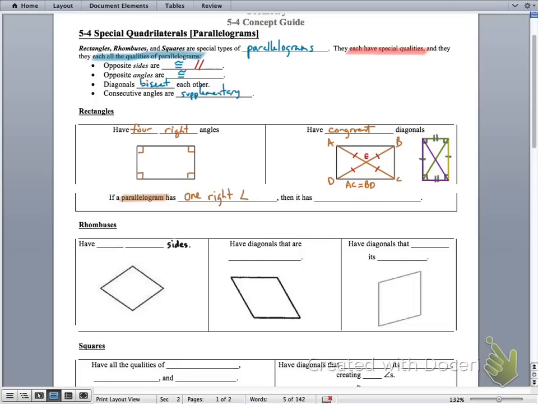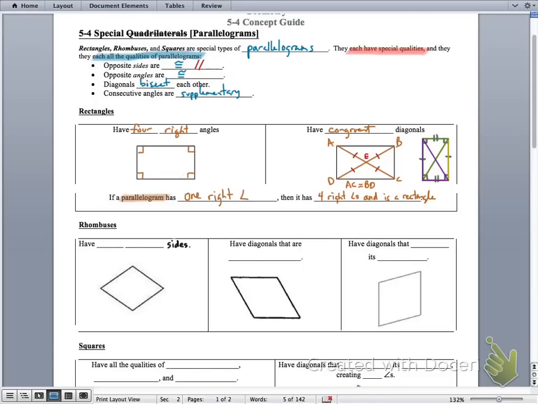If you have one right angle in a parallelogram, then all 4 of the angles have to be right angles. That's using some of the parallel rules, but if one of these angles is a right angle, this parallelogram, all of them are. So that's rectangles.